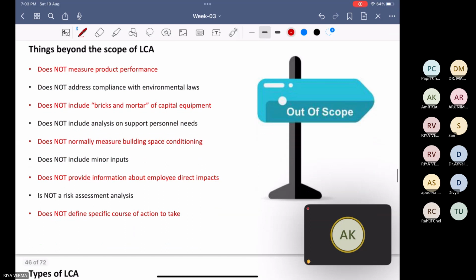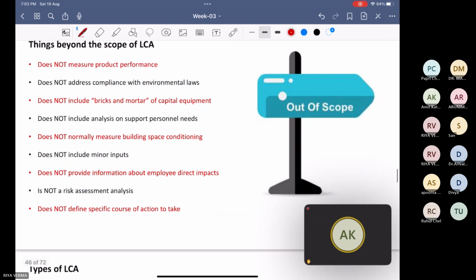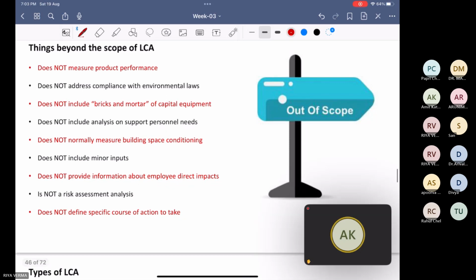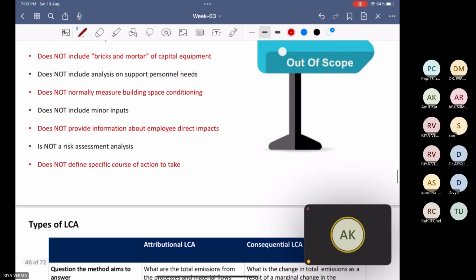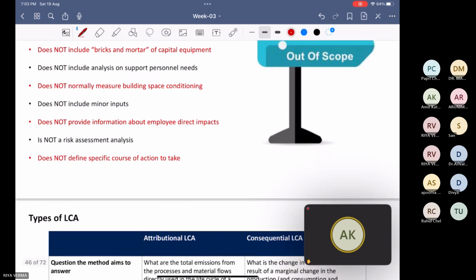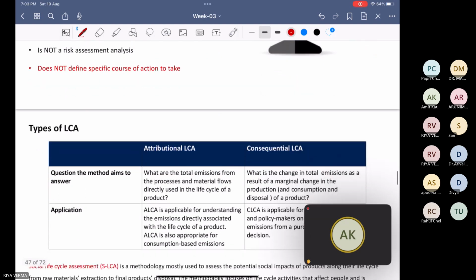Okay, so things that are beyond the scope of LCA, what things cannot be done in LCA? It cannot measure the product performance. It does not address compliance with environmental laws. It does not include bricks and mortar of capital equipment. It does not include analysis on support personnel needs. It does not normally measure building space conditioning. It does not include the minor inputs, because here we consider only the major parts. It does not provide information about employee direct impacts. It is not a risk assessment analysis, and it does not define the specific course of action to take.